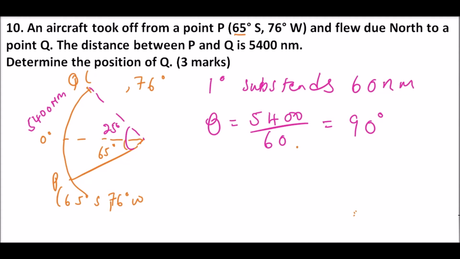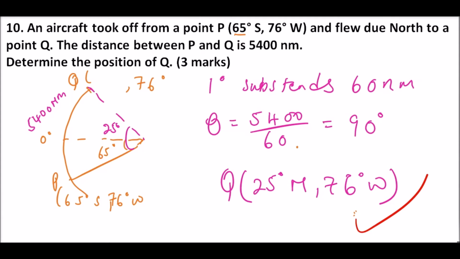So that when you add 65, and actually we are getting the length of the arc from P to Q, only that this time it is along the longitude, that is the imaginary line on the Earth's surface, and therefore our Q is 25 degrees north, and the longitude remains 76 degrees west. So that's how you do that, and you get yourself 3 marks.